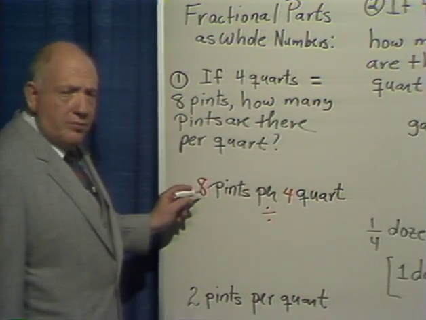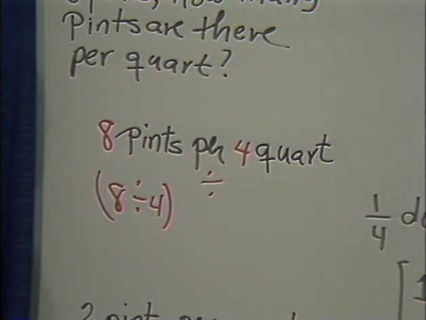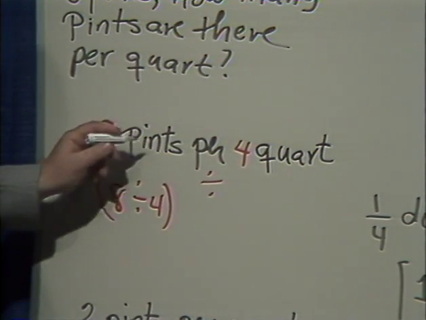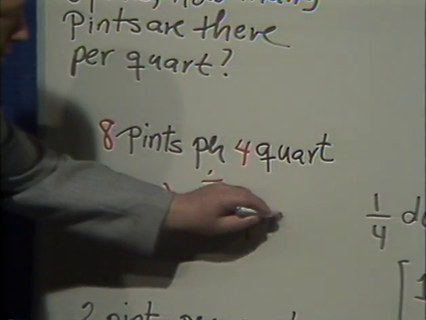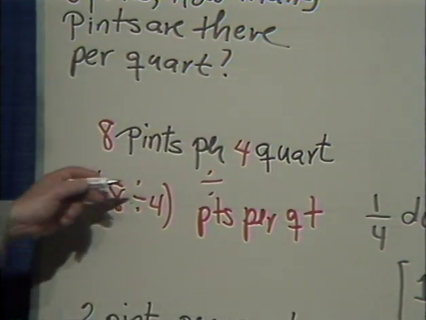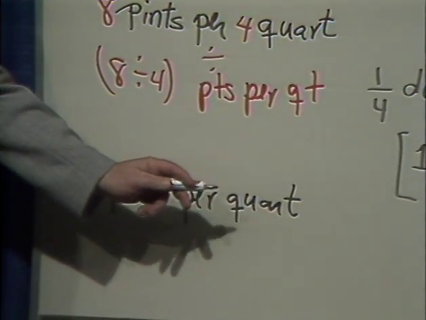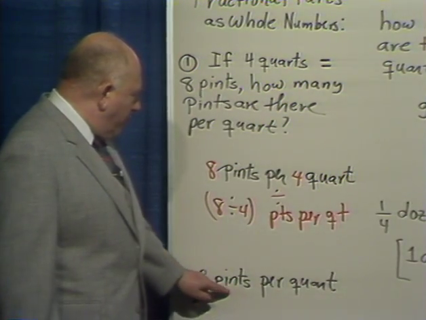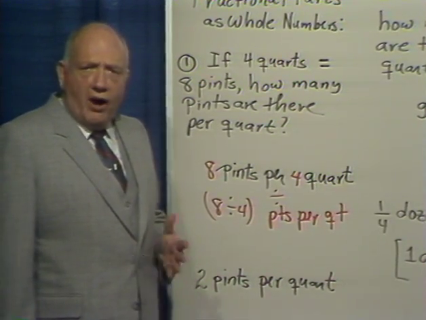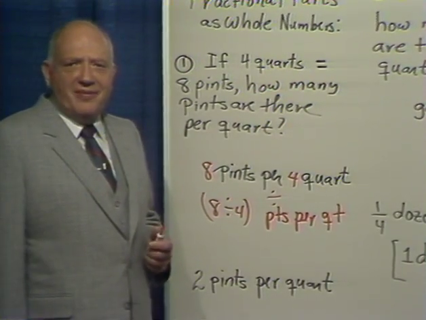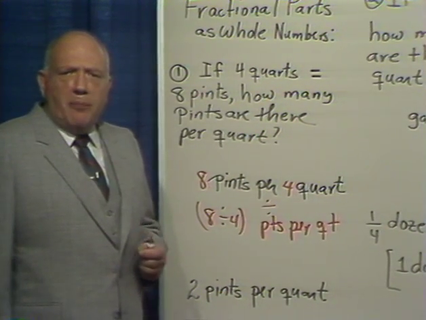Now how do we do this problem? We say 8 divided by 4. See, in a per problem, you divide the adjectives, and the nouns just become pints per quart. So since 8 divided by 4 is 2, we see that we have 2 pints per quart. And that certainly makes sense. If we had 2 pints in 1 quart, 4 quarts would be 2 pints 4 times, or 8 pints, which checks with our answer.